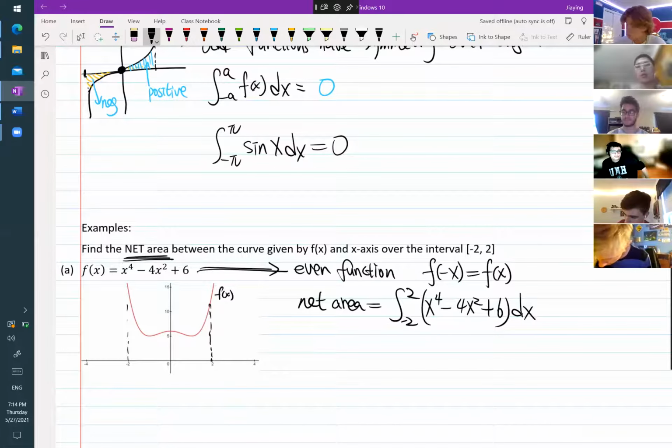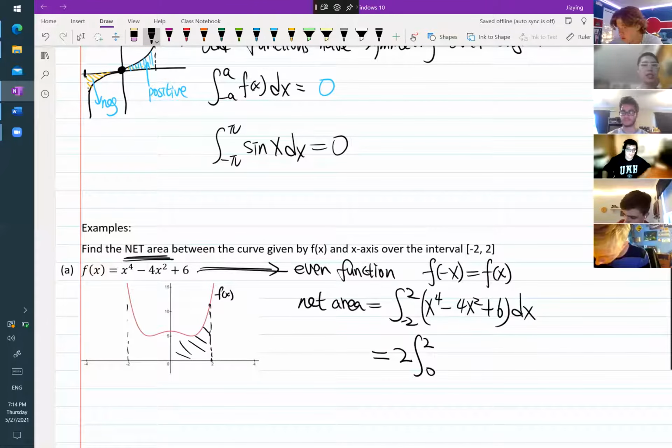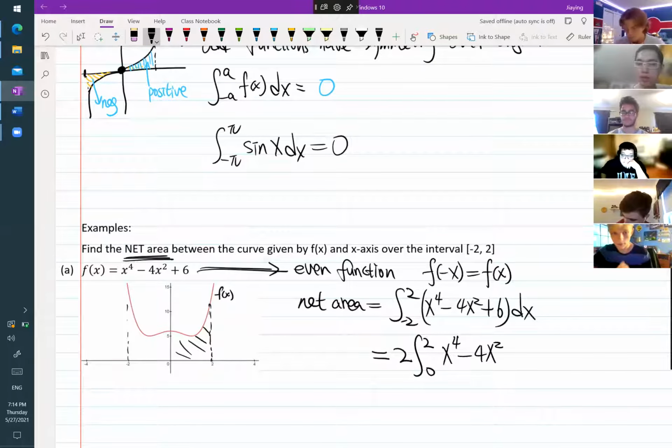But instead of doing the whole thing from negative 2 to 2, I can just rewrite this as 2 times the integral from 0 to 2, right? Because it's even, so I can just find the area on the right side and then multiply that by 2. That will give me the total area. So that will be integrating x to the 4 minus 4x squared plus 6 with respect to x.